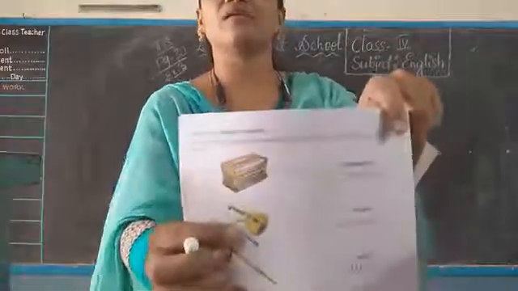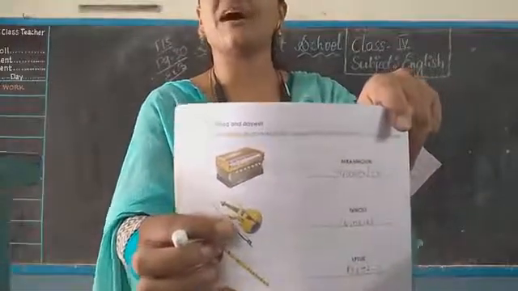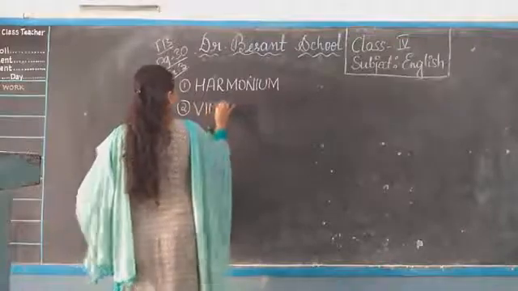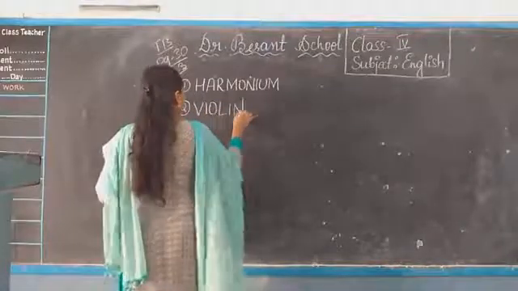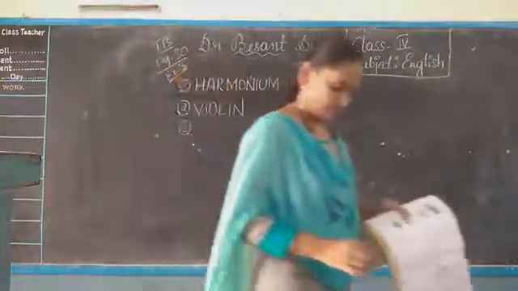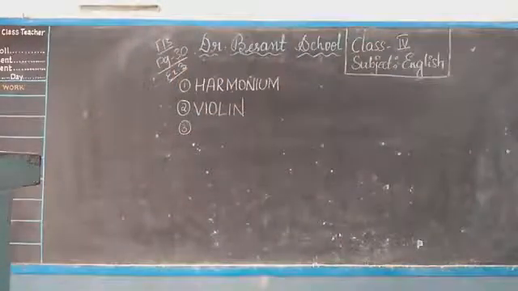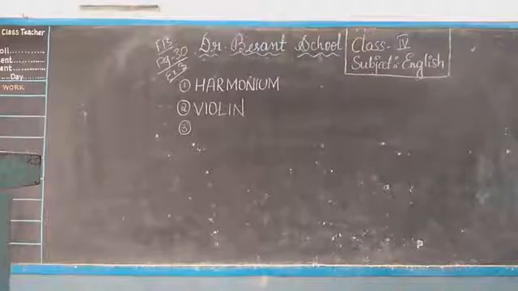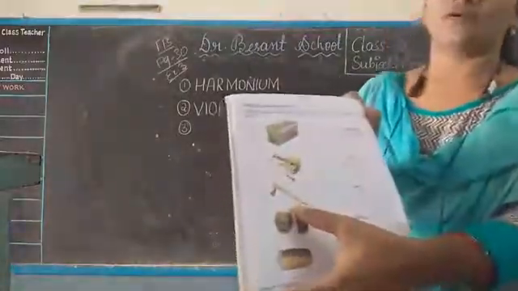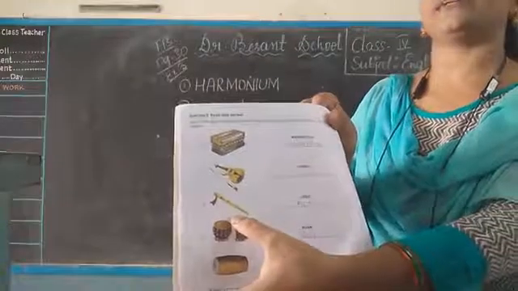Second one. What is the second picture, children? Violin. What is the second picture? Violin.